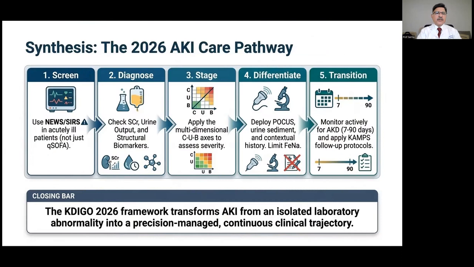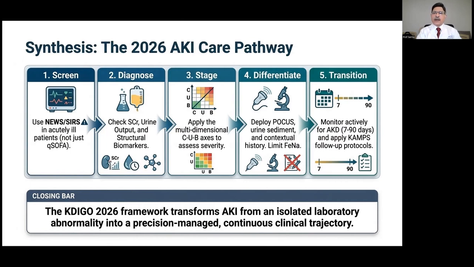Okay, now, what do I do? Screen: any acutely ill patient, screen for AKI. Diagnose: check creatinine, urine output, and structural biomarkers. Then stage it based on the KDIGO axes. Fourth, differentiate the cause, whether it is hypovolemic, hypervolemic or normovolemic, based on urine sediment, contextual history, limited use of FENa, and doing the ultrasound.